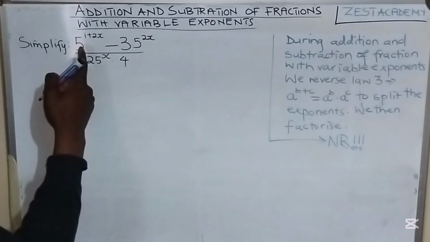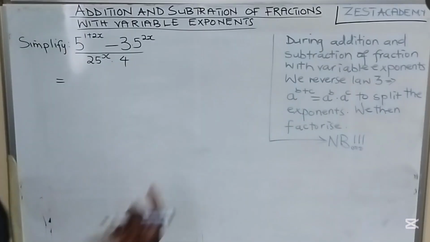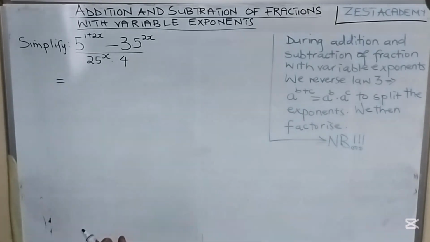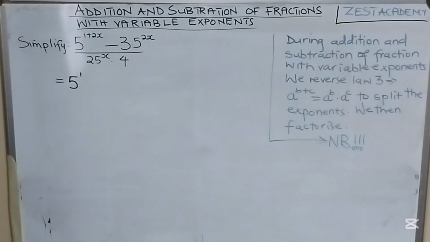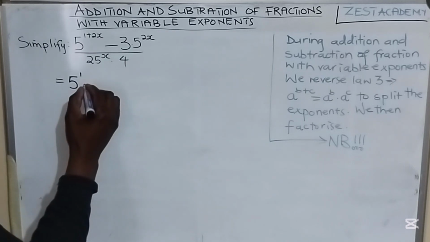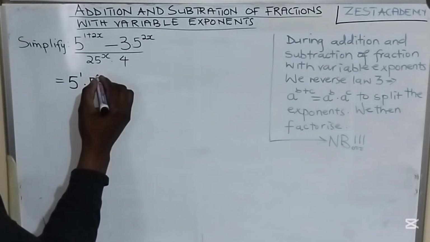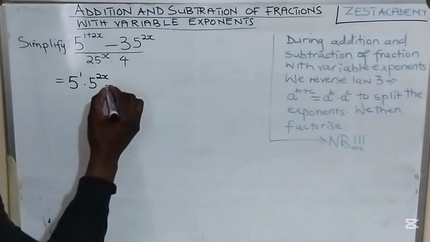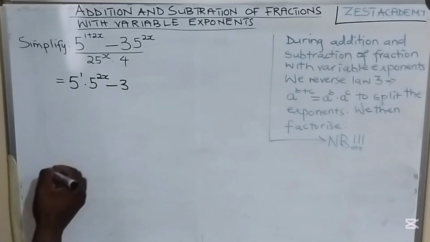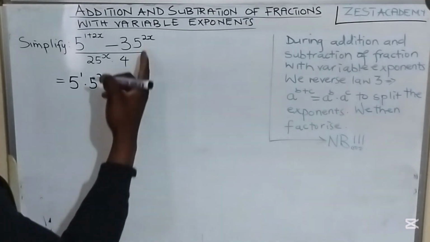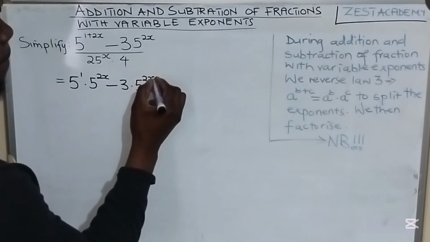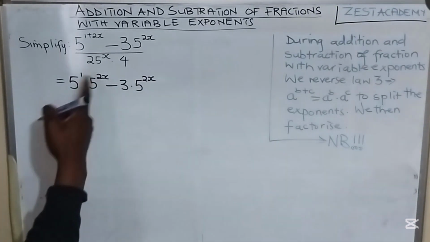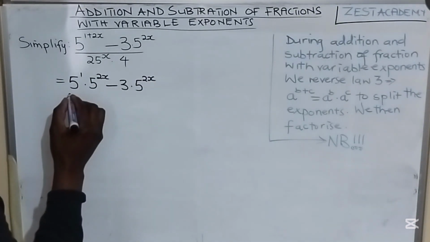Right, so how can we write 5 to the power of x if we reverse law number 3? By reversing law number 3, we can rewrite that as 5 to the power of 1 times 5 to the power of 2x minus 3 times 5 to the power of 2x. I actually don't have to write the 1, but it's fine. I could split that to x plus x if I want, but I don't have to in this case, because I can see that there's a 2x, so I don't actually have to split.